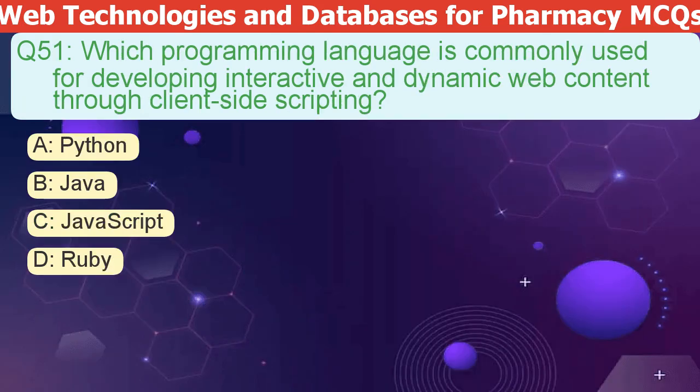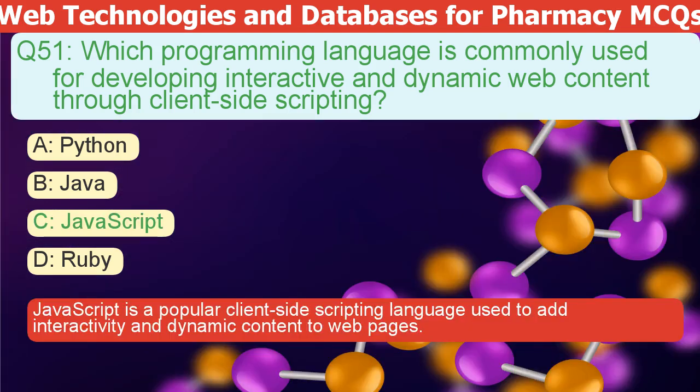Which programming language is commonly used for developing interactive and dynamic web content through client-side scripting? A. Python. B. Java. C. JavaScript. D. Ruby. The correct answer is C.